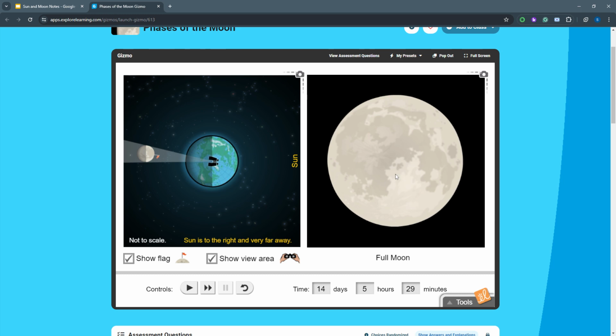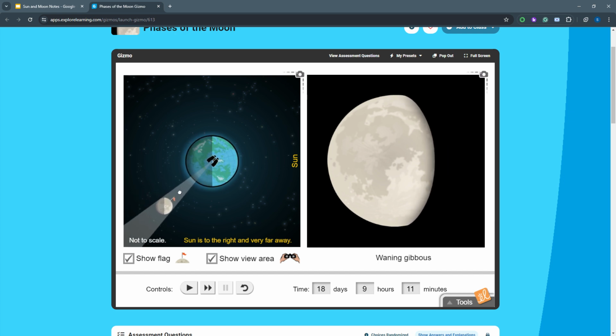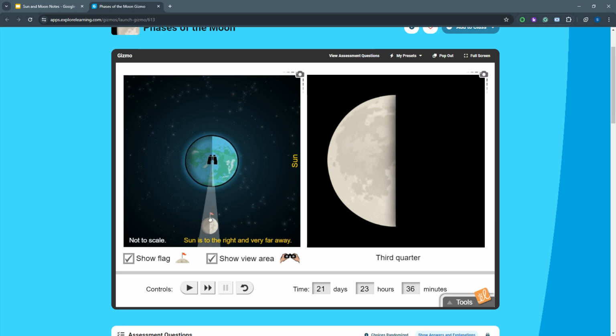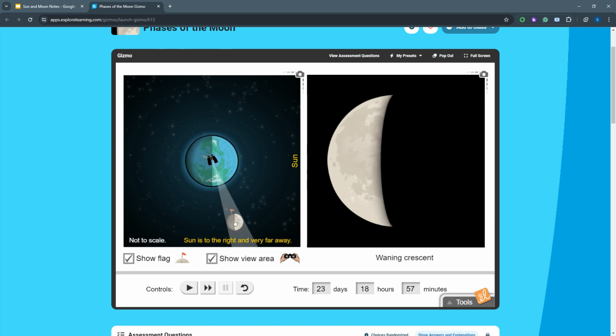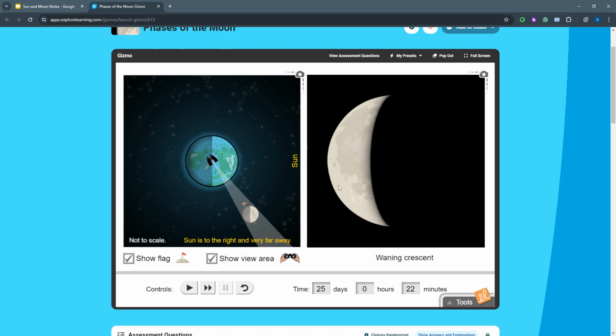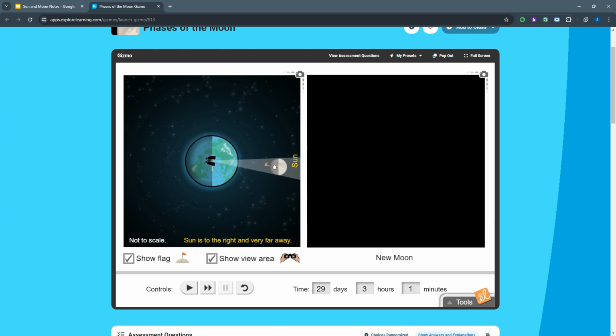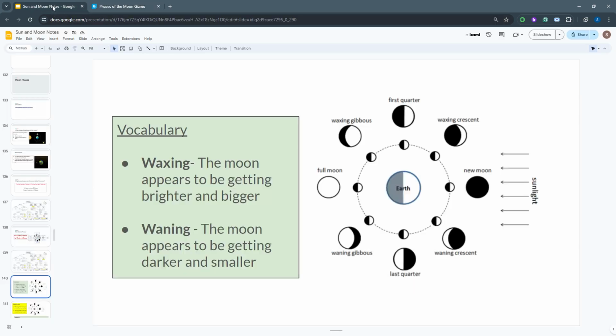Now, remember, waning means the moon is getting darker or smaller, right? So now notice that this is the waning gibbous, gibbous because of the shape of what the moon looks like, and waning because it's getting darker on the right side, and it looks like it's getting smaller. Now over here, this is the third quarter. Half of the moon is in darkness on the right side. And now this is the waning crescent. We're creating a crescent shape, and it's waning because the moon appears to be getting smaller. And then finally we have the new moon. The moon is in complete darkness.